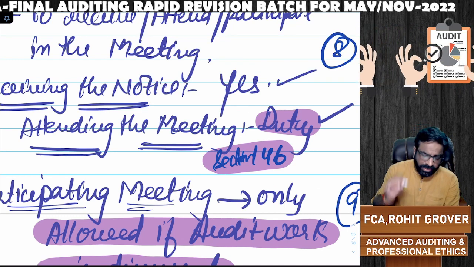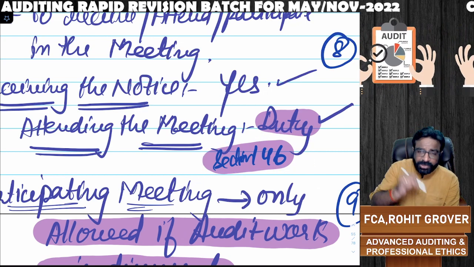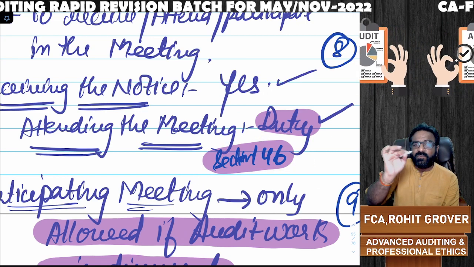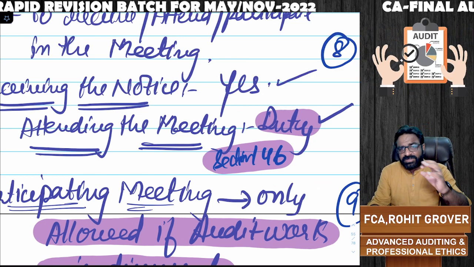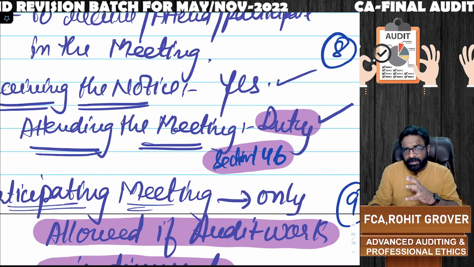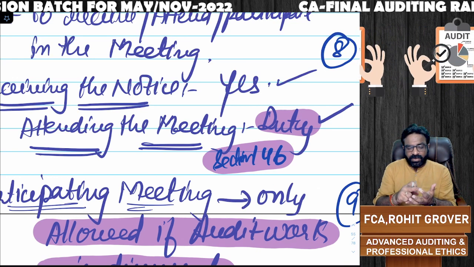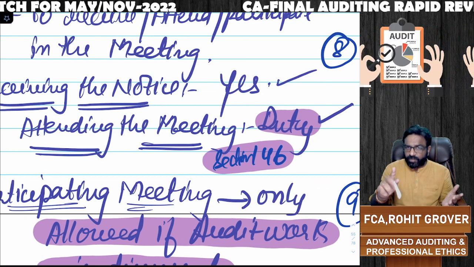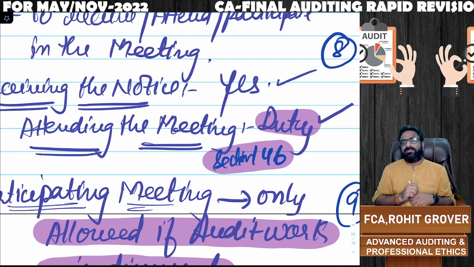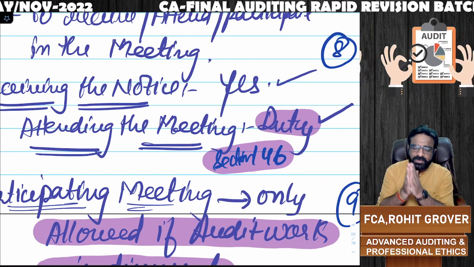So make sure that you are attending. That is section number 146. The duty to attend the meeting is your section 146, and the right to sign the audit report is your section number 145. So we are done with 139, 140, 141, 142, 143, 144, 145, 146. So what is 146? Duty to attend the meeting. What is 145? Right to sign the audit report.